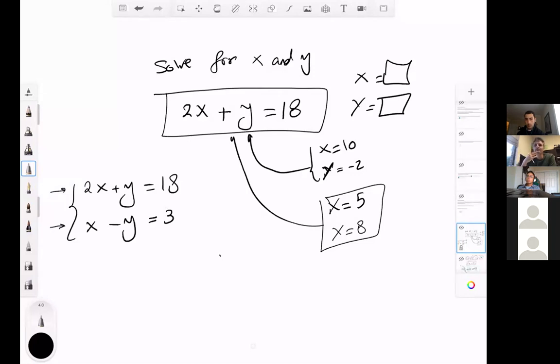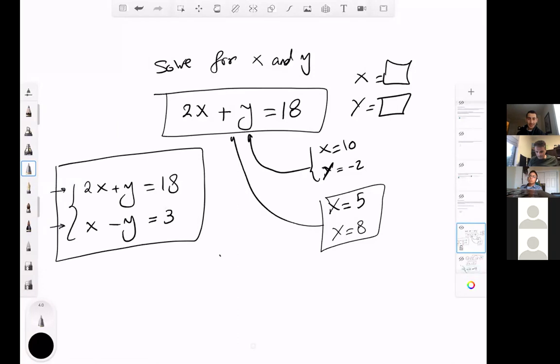Any question here? Yeah, where did you get the 3 from? Very good. That's part of the question. This is a question. They call it a system of equations. So we have two equations, two unknowns.